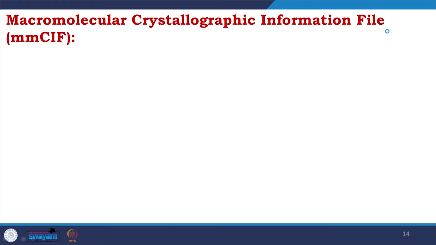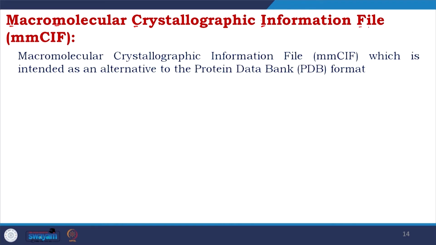mmCIF, which is of our interest, is macromolecular crystallographic information file. So, the term mm is for macromolecular, then crystallographic information file. So, mmCIF. Macromolecular crystallographic information file, which is intended as an alternative to protein data bank format.